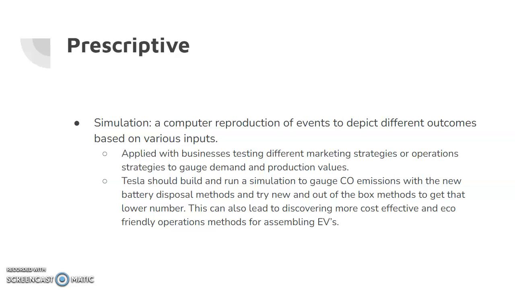in the workplace. So Tesla should build and run a simulation to gauge their CO2 emissions with the new battery disposal methods and try new and out-of-the-box methods to get that number lowered. This can also lead to discovering more cost-effective and eco-friendly operations methods for assembling the EVs. So like we mentioned, this provides no risk, but you get to try new things. So it could be a really great way to continue to lower those CO2 emissions by trying new inventive ways that the R&D department maybe is coming up with without actually having to make a huge overhaul of each of these factories and disposal centers.